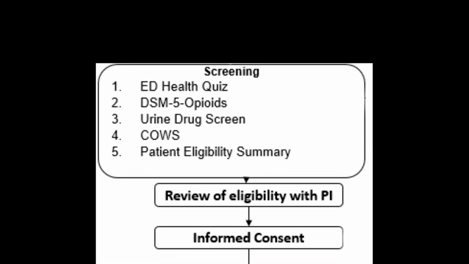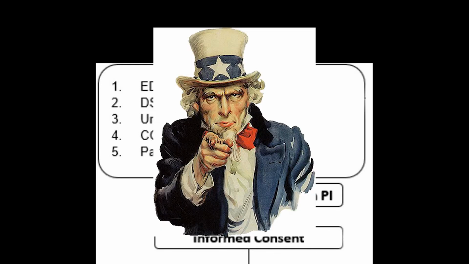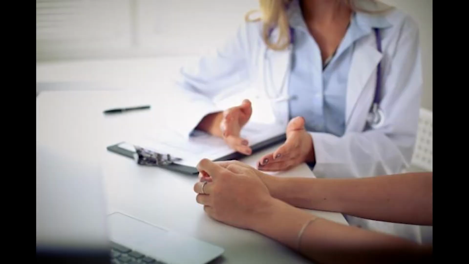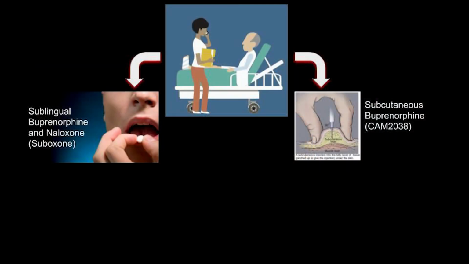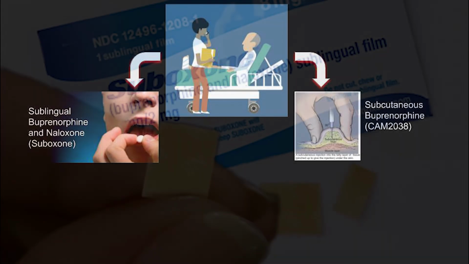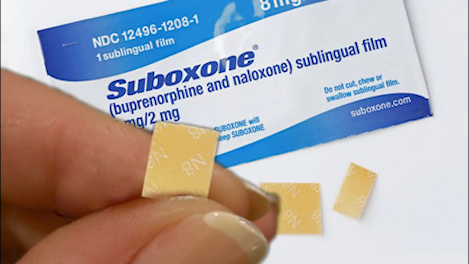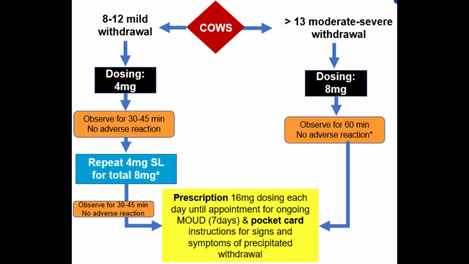If this patient meets DSM-5 criteria, has a COWS score of 8 or above, an opiate-positive drug screen, and fulfills the inclusion and exclusion criteria for the study, this patient is perfect for this study. Our research assistant will have them sign for informed consent and start the randomization process to get either sublingual Suboxone or the CAM 2038 injection. Suppose the patient is randomized to sublingual buprenorphine. Let's look at the sublingual Suboxone arm of the study flow.